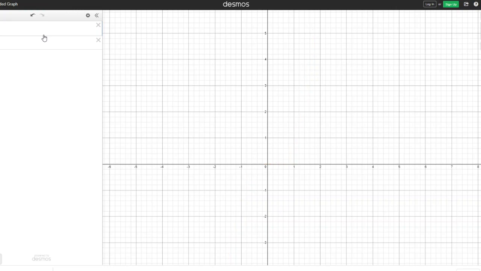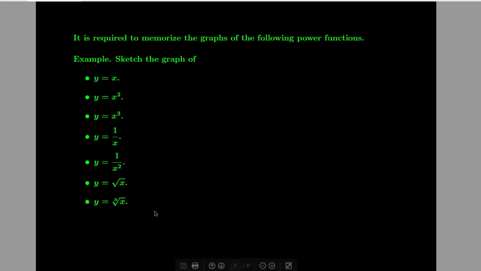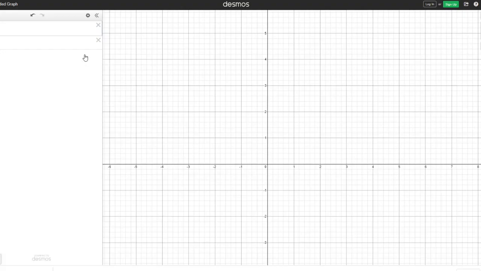And what else? Square root of x. I just told you square root of x. Okay, I'll look at the list. 1 over x is another popular one. Okay, 1 over x. Now let's get 1 over x.